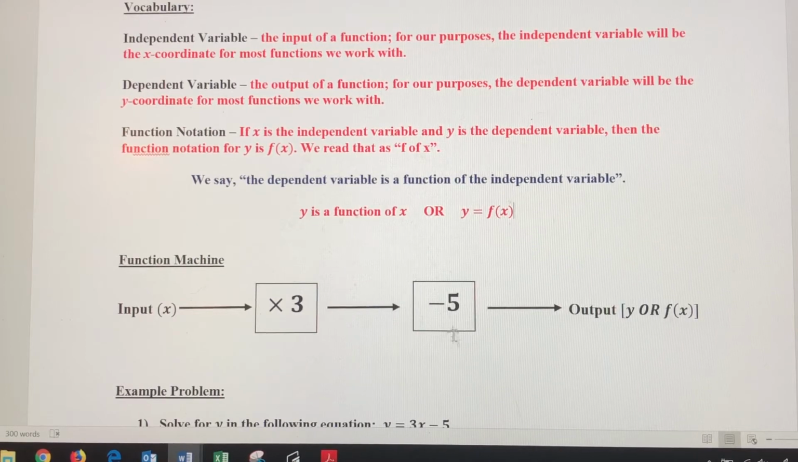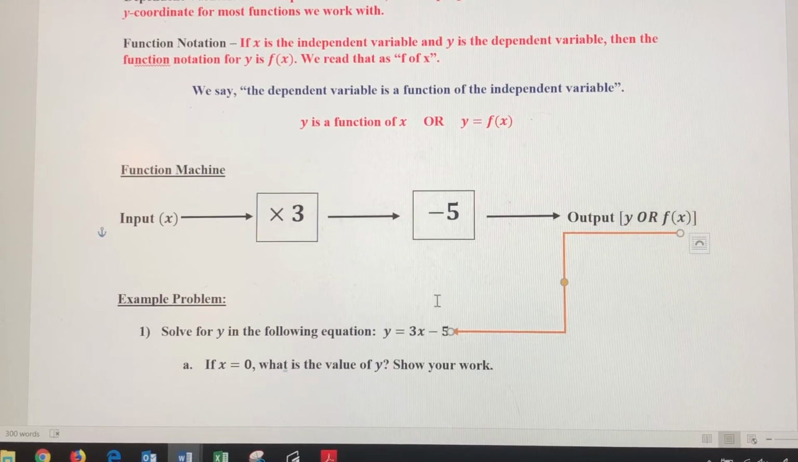So functions kind of work like machines, all right? So we're going to input a value. In this case, we're just going to say x. You could input any value. You could input any variable. You could input any expression, okay? But if we input x into this machine, and then we multiply it by 3, and then we subtract 5, the output, whatever comes out of the machine, is going to be y, or f of x, okay? So using this machine, it creates this equation: y, the output, equals 3 times the input minus 5. So that's what this machine creates, this equation, all right?